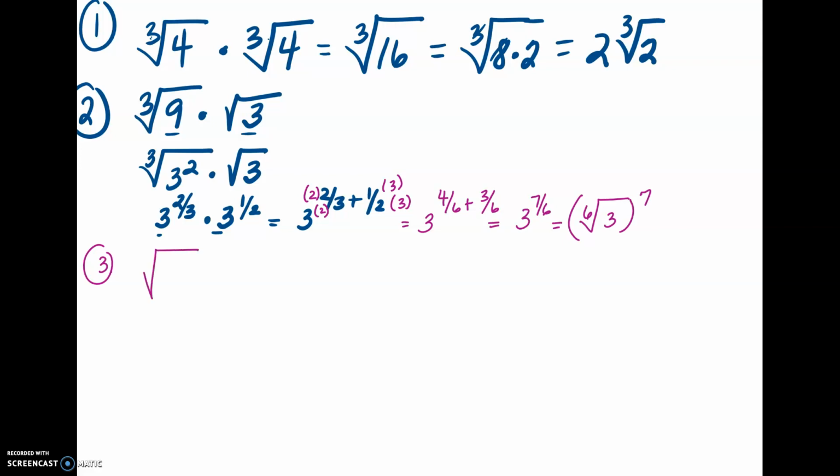Okay, let's look at this one. The cube root of 4 divided by the 6th root of 2. Okay, so we got to use the laws of dividing, and in order to do that, we're going to need the same base. So we know that we can rewrite 4 as 2 squared. So now we have the cube root of 2 squared and the 6th root of 2.